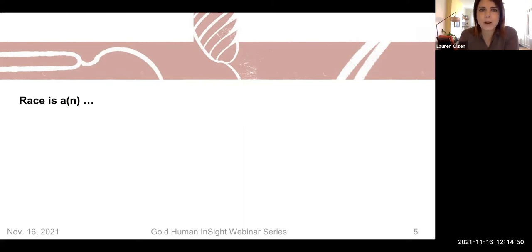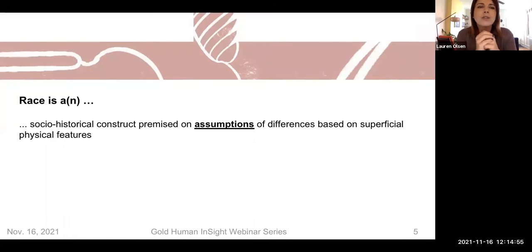So race, first and foremost, is conceptualized as a socio-historical construct that's premised on assumptions of differences based on superficial physical features. Here, as I have in bold and underlined, the assumptions are doing a lot of work. This classification system of race is really born out of the 18th century in Europe, when taxonomy was having its day in the sun. So actually, Carl Linnaeus, the Swedish botanist, was one of the first people to try to come up with a racial classification system, and did so, again, based on assumptions of differences, based on superficial physical features.